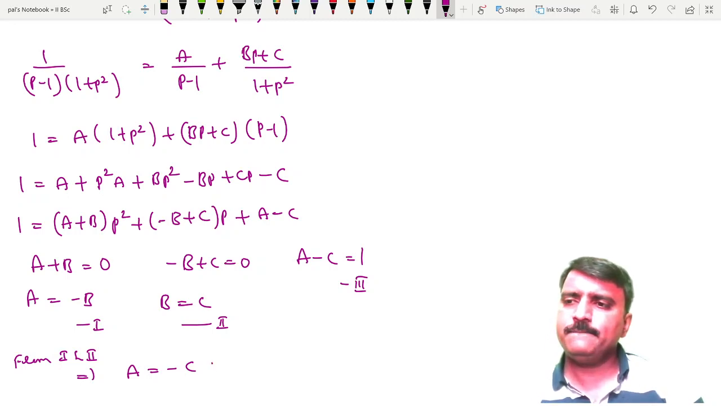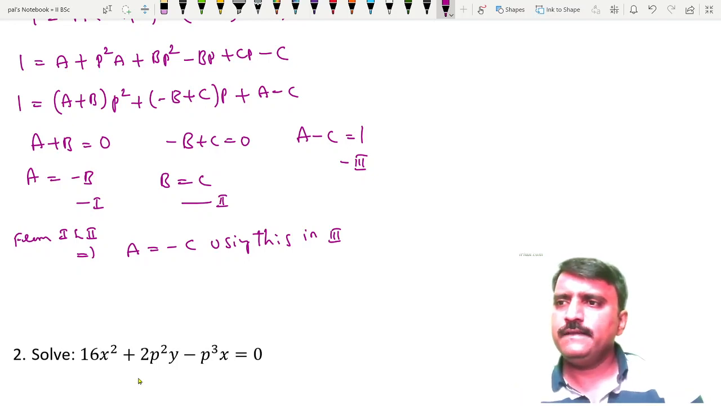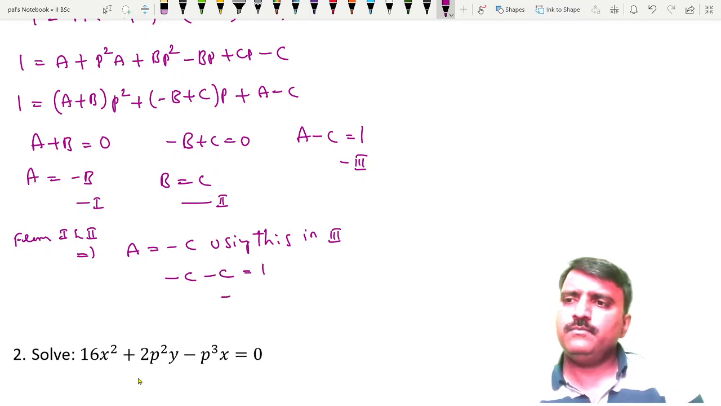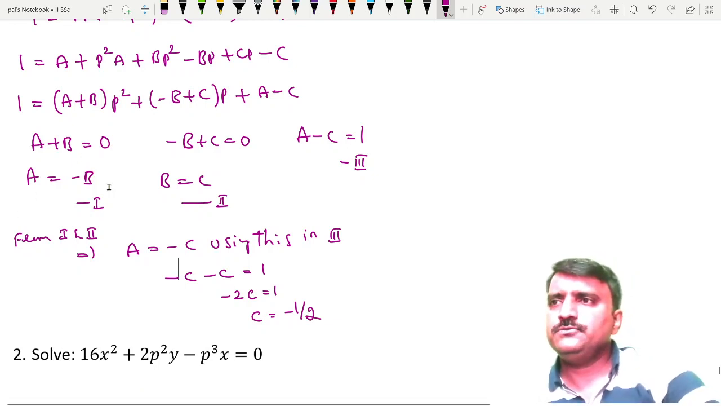Using this in the third expression 3. Using this in 3, then we have, if you take a is minus c, then it is minus c is equal to 1, or minus 2c is equal to 1, c is equal to minus 1 by 2. The value of c is minus 1 by 2.